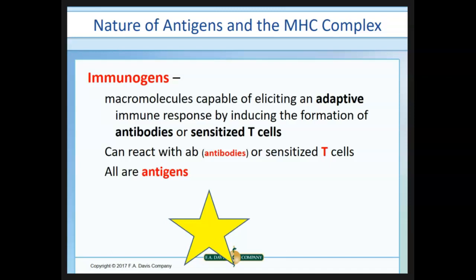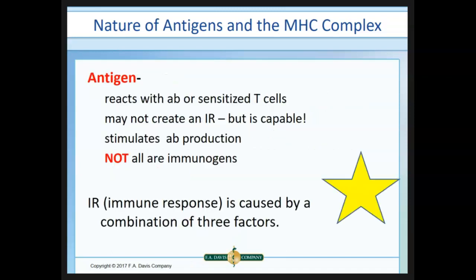And this might be a test question. An antigen reacts with antibodies or sensitized T cells just like immunogens, but they may not create an immune response. Antigens are capable of creating an immune response, but not every antigen may create an immune response. Antigens do stimulate antibody production, but not all antigens are immunogens.